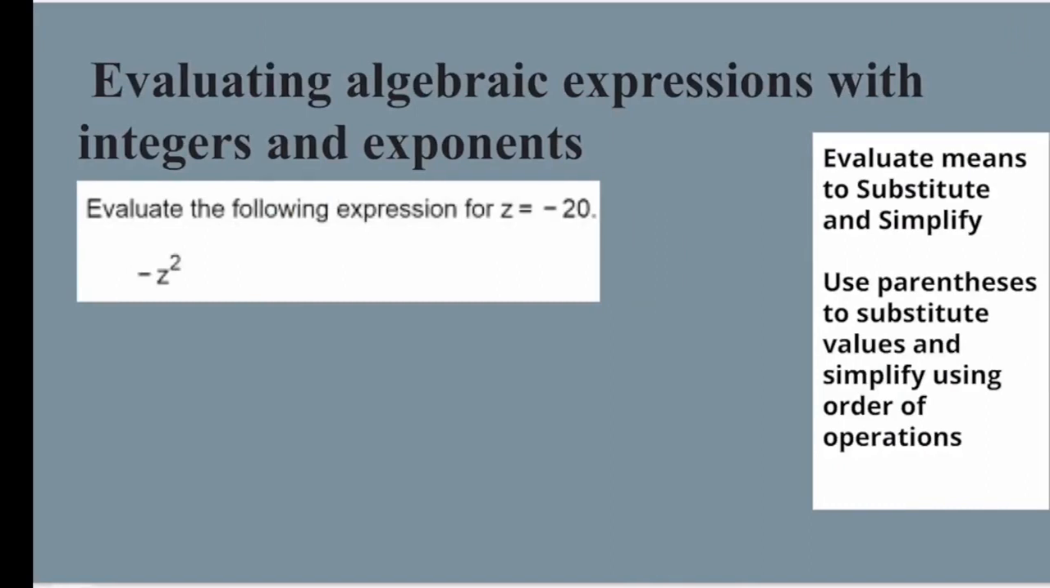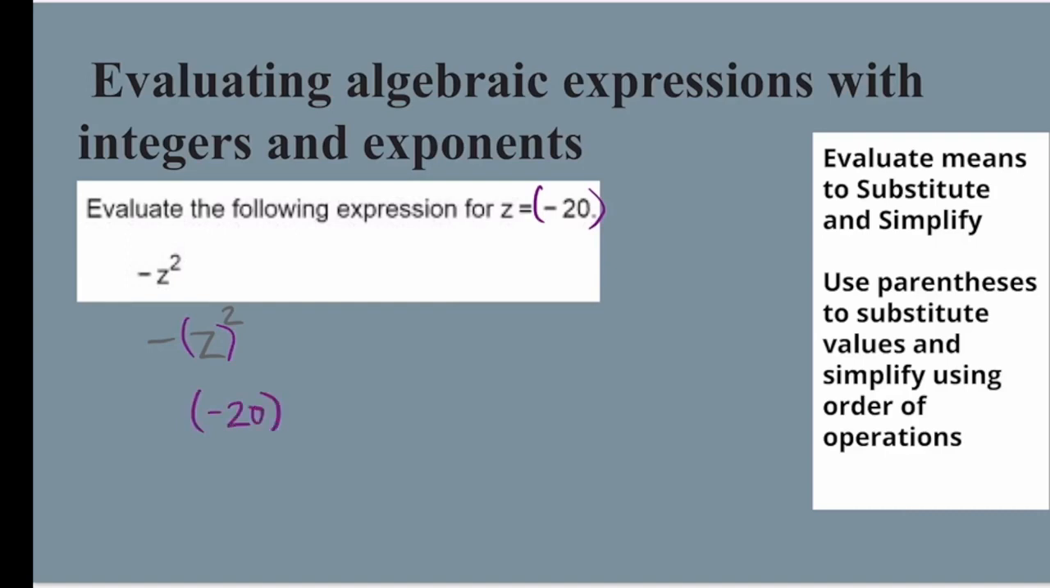This problem is where things get a little more complicated with the multiplying. We're going to evaluate an algebraic expression with integers and exponents. Evaluate just means we're going to substitute and simplify. You have to use parentheses because this is going to be crucial. So we're evaluating the expression -z squared when z is equal to -20. I'm going to take this -20 in parentheses and put it where the z is.